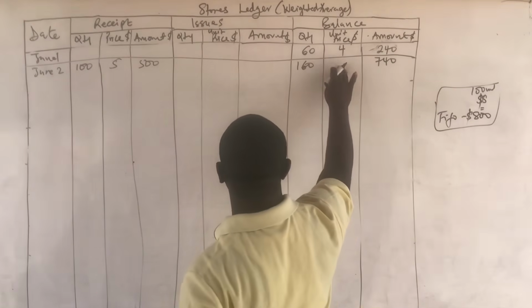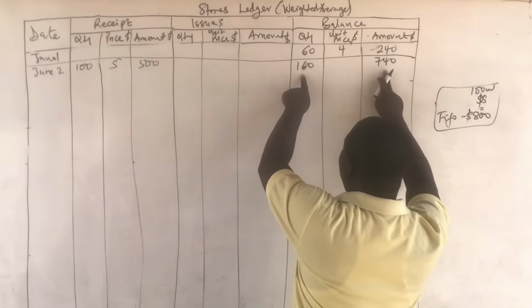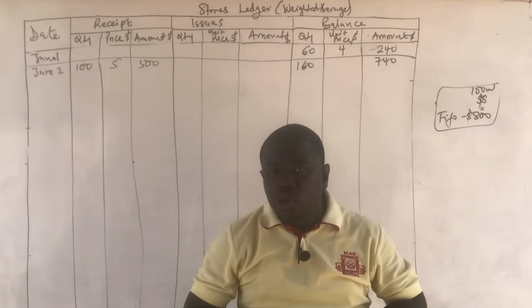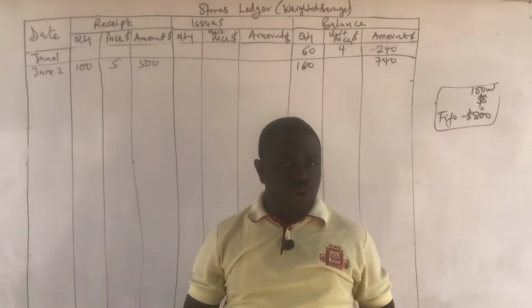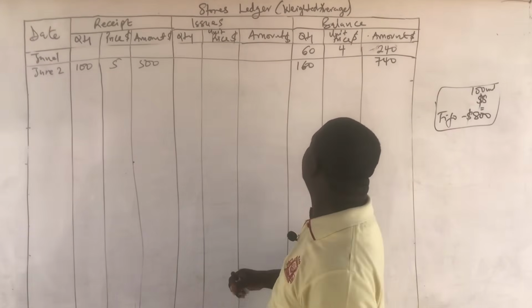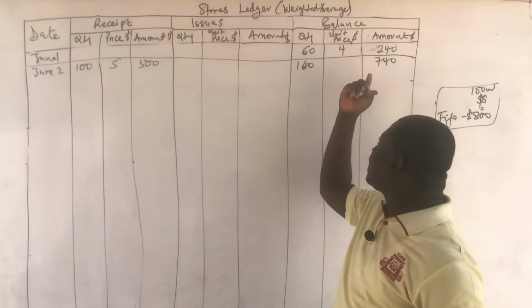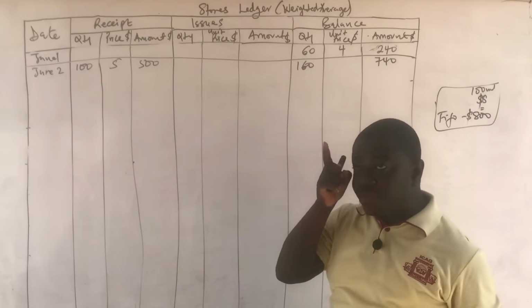So if you want to get the unit price here, it's going to be 740 divided by 160, and you will put it here. So you are going to find your own unit price, and that is the unit price that you are going to use for any issue that you are going to make. So for every addition or subtraction, there is a change in the unit price of the closing stock, and that is what we mean by the weighted average.